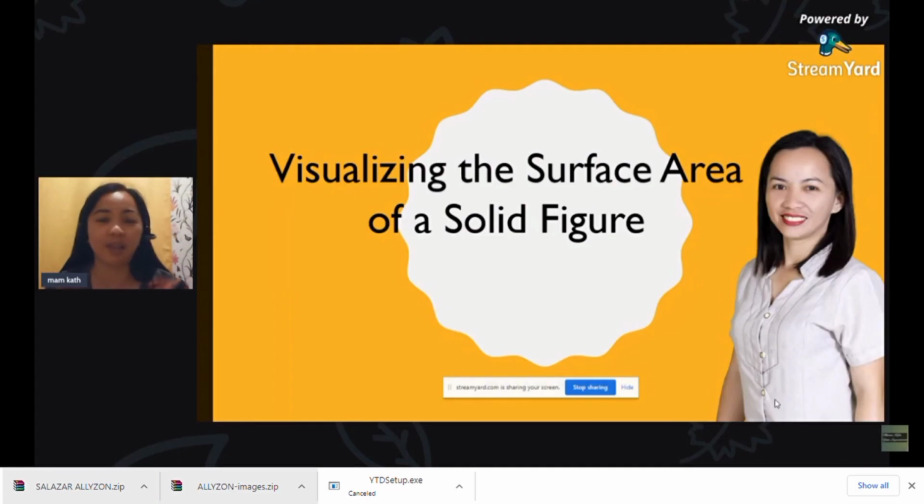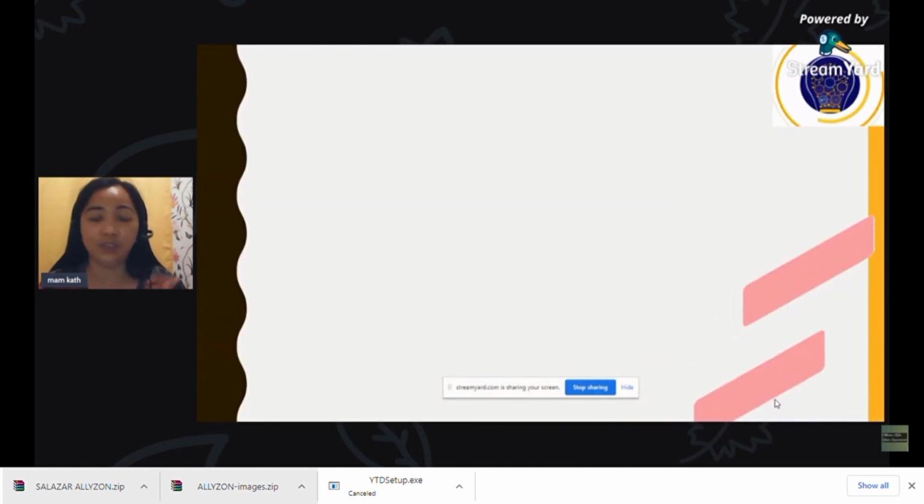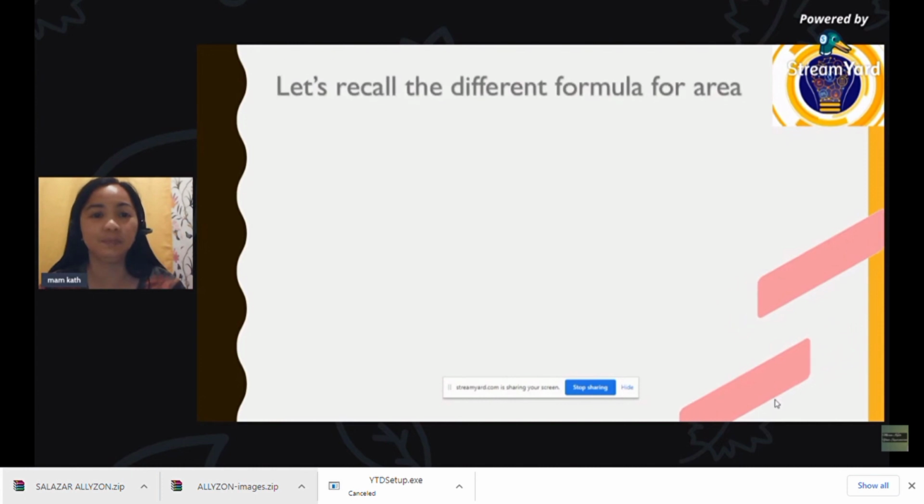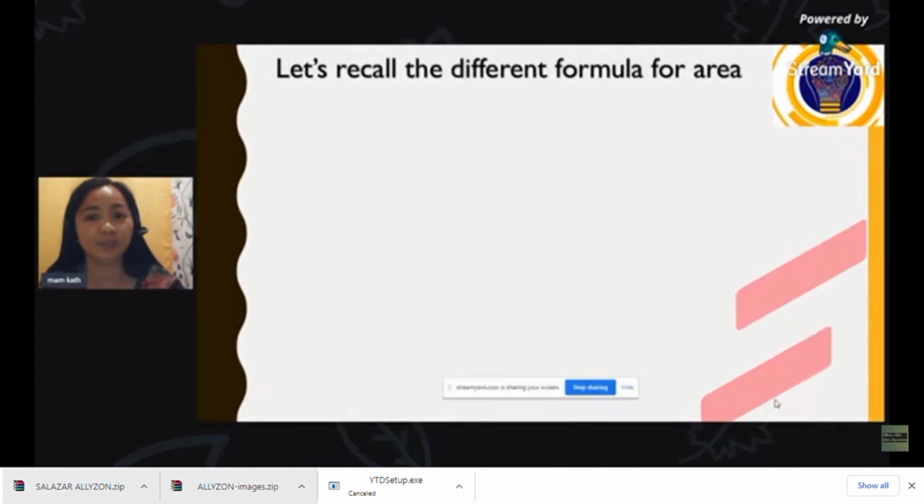We are in Math 6, third quarter, week 7, which is all about visualizing the surface area of a solid figure. Now, let's start with reviewing the formula on how to get the area of a plane figure. So let's recall the formula for area of a plane figure.